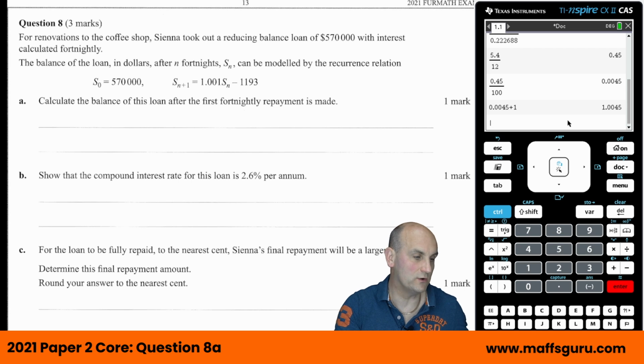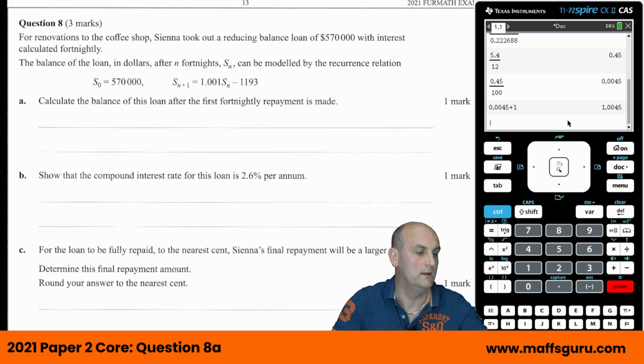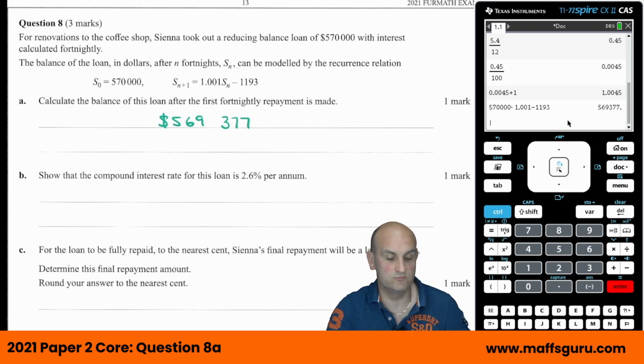For renovations to the coffee shop, Sienna took out a reducing balance loan of $570,000 with interest calculated fortnightly. The balance of the loan in dollars after n fortnights, Sn, can be modeled by the recurrence relationship. Calculate the balance of the loan after the first fortnightly payment is made. So, moving my paper, 570,000. We're going to multiply that by 1.001. I'm going to take away 1193, which gives me the value of $569,377. So you just were really looking for the value of S1 because that was fortnightly.